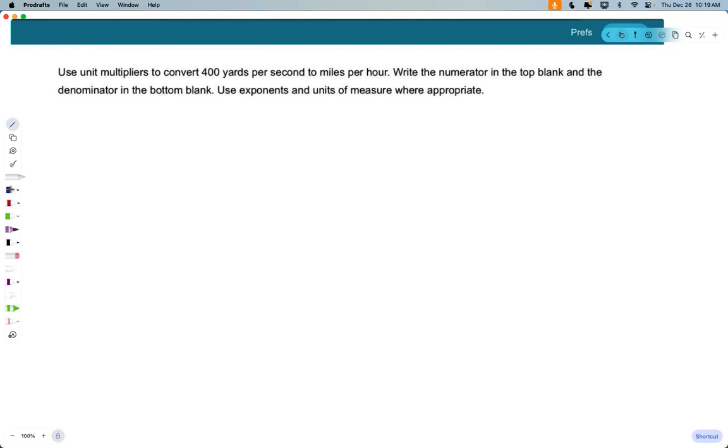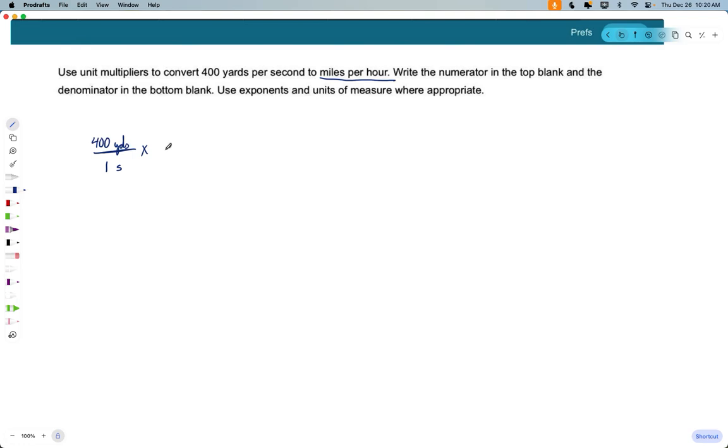All right, so here we're going to convert 400 yards per second to miles per hour. So 400 yards per 1 second, and we want to go to miles per hour. So first let's convert our unit of length from yards to miles. So first I'm going to go back to feet because we don't give the unit of measure of yards in miles. Saxon does not use that. He always goes back to feet.